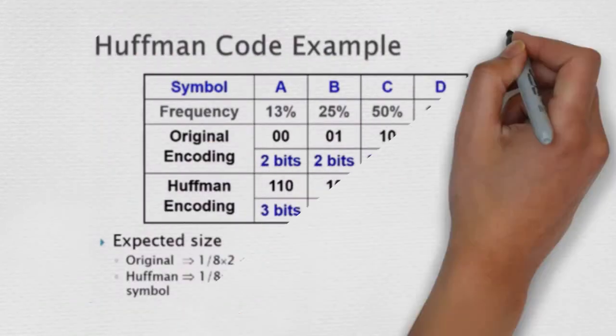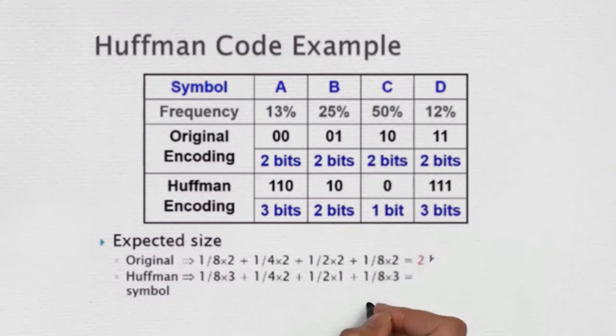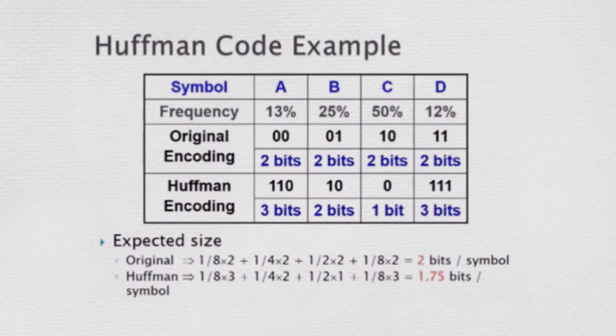Here we can see frequencies of some symbols A, B, C and D. If we observe the table, we can find that C has more occurrences than all others. But in Huffman encoding, it took fewer bits than all others. If we go to the expected size, in normal encoding, we get 2 bits per symbol. But in case of Huffman encoding, we get 1.75 bits per symbol.